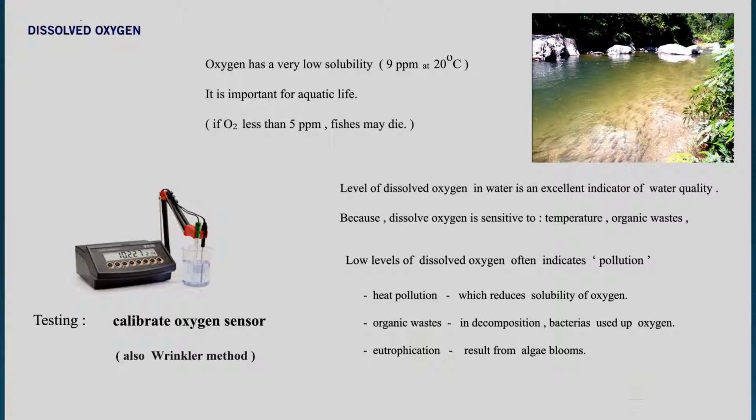Example, heat pollution. When water gets too warm, oxygen does not dissolve, so the dissolved oxygen will be low. Organic waste: bacteria build up. Bacteria use oxygen, so the dissolved oxygen will also be low. With eutrophication, you will have very, very low dissolved oxygen.